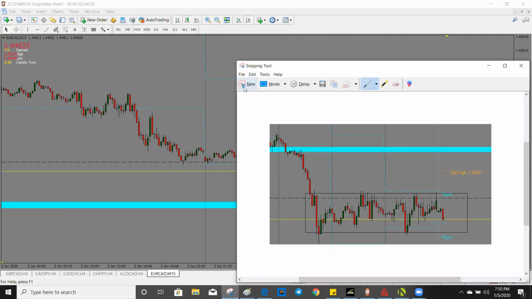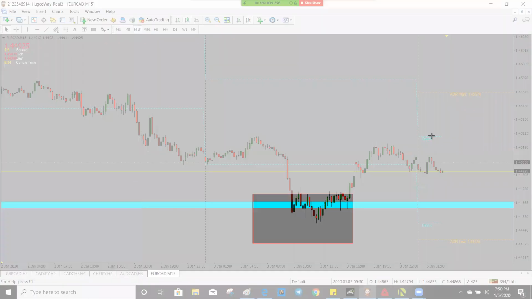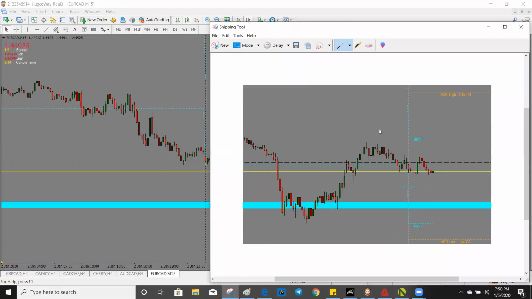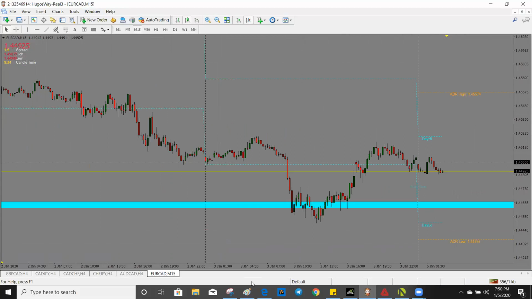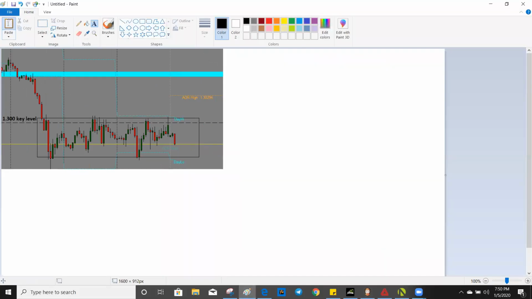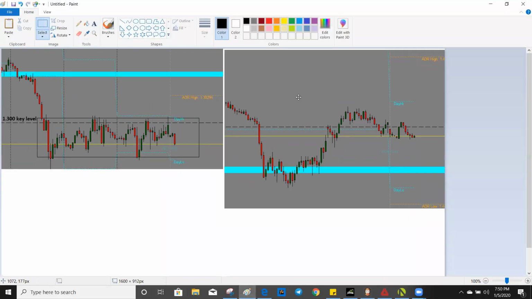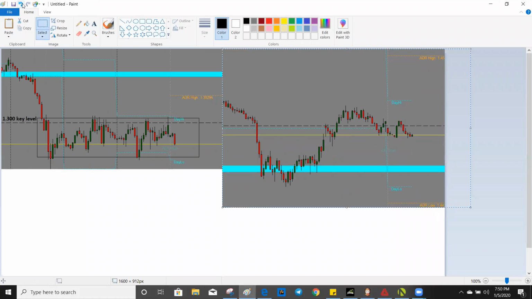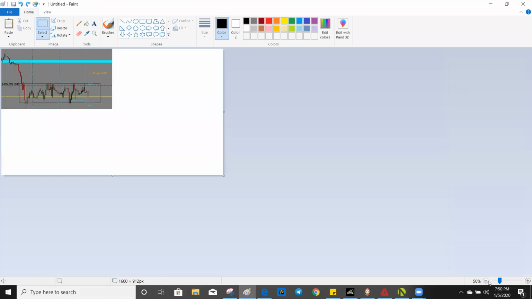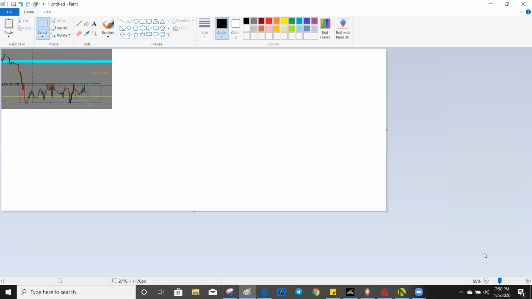All right, so let's just put this into perspective because this is also at a key level for Euro Canadian. And I'm going to just throw this in here. Hold on, let me make it a little wider. Right here.